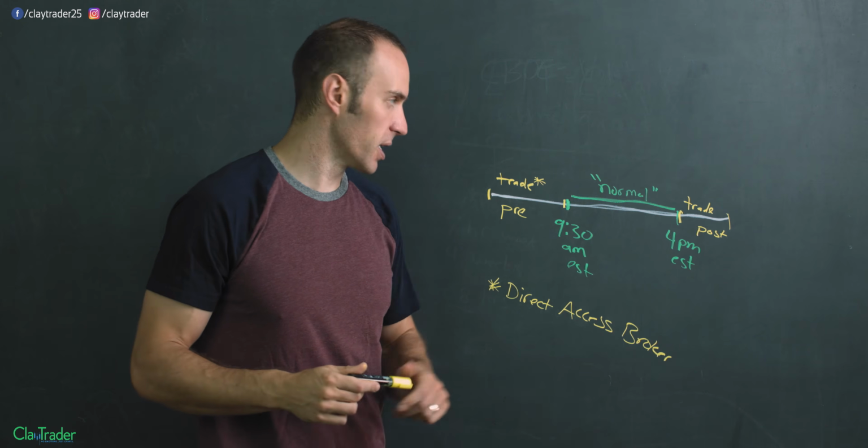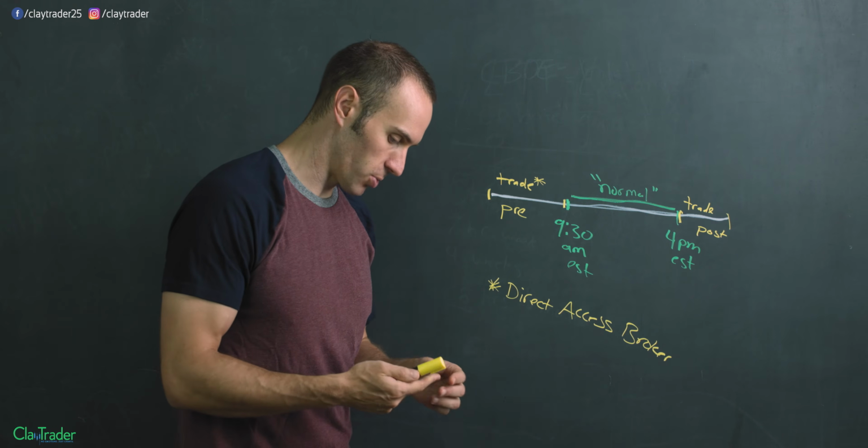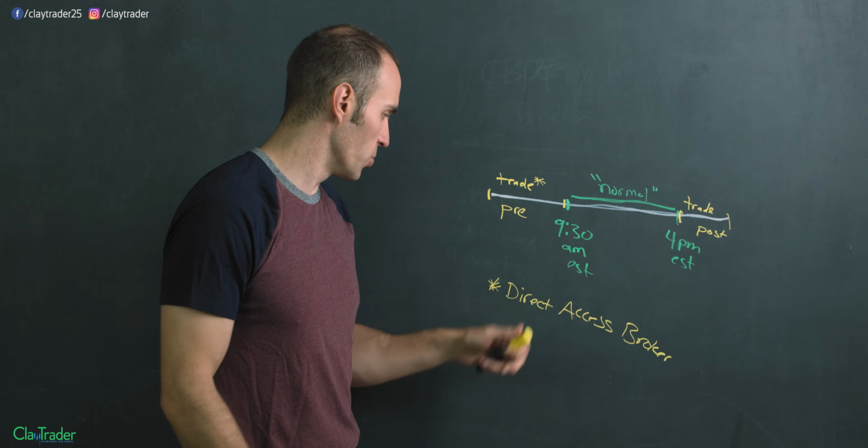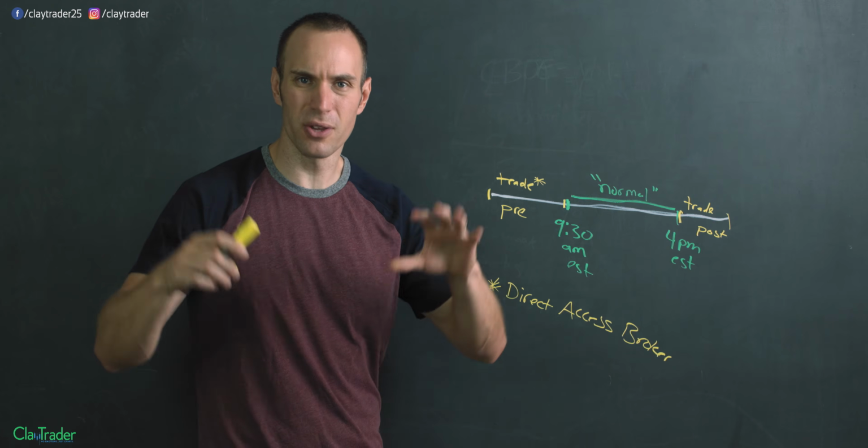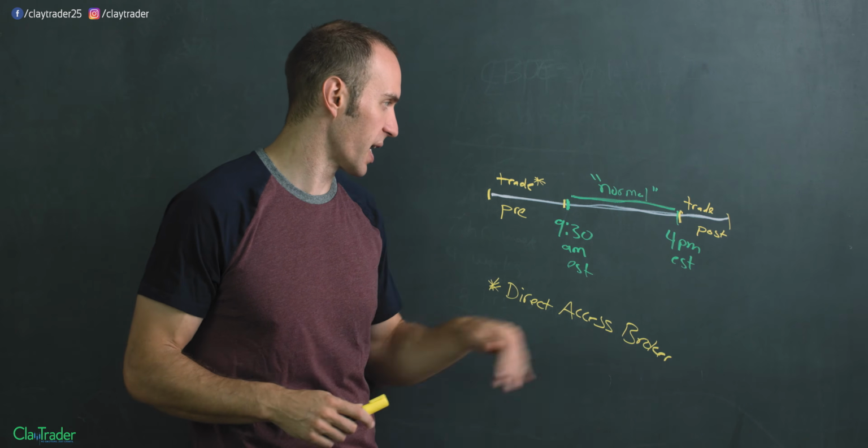So that is how the market is broken down. Again, I can see the question right now. Well, how do I get access to this? Well, you would need a direct access broker. The one I use is Lightspeed, for example, Interactive Brokers, and there are other ones out there, but the key would be some sort of direct access broker.